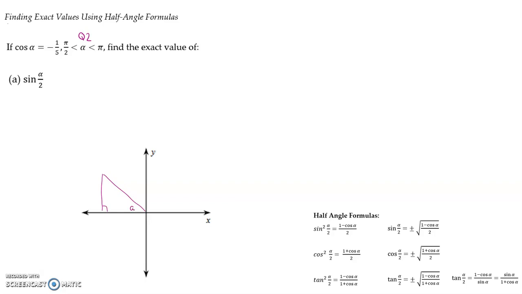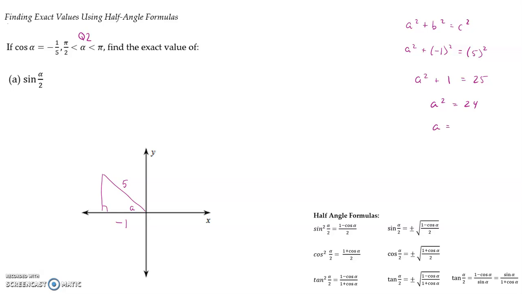And we can go ahead and label our sides. Off our cosine information, our adjacent side here is a -1, and our hypotenuse is a 5. So let's go ahead and use Pythagorean theorem to get our remaining side. So we've got -1 squared and 5 squared. So we're going to get a squared plus 1 equals 25. If we subtract the 1 from both sides, that's going to give us a squared equals 24.